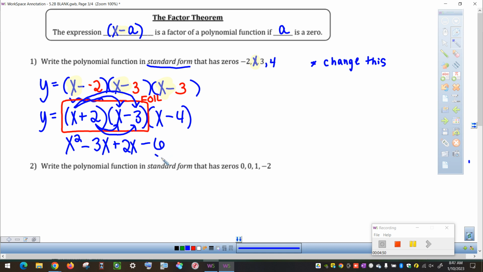Now, I'm running out of space here, so I'm going to continue off to the side. I'm going to rewrite this, but I'm going to combine the like terms in the middle as I'm rewriting it. So I'm going to say x squared minus 3x plus 2x. Well, that's just minus 1x. And then we still have the minus 6 at the end.